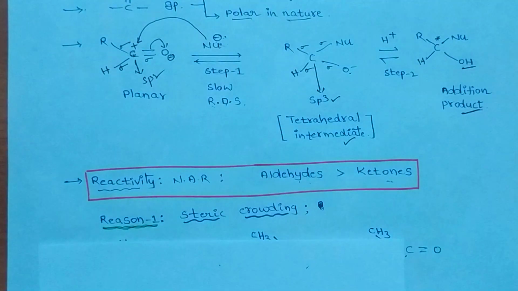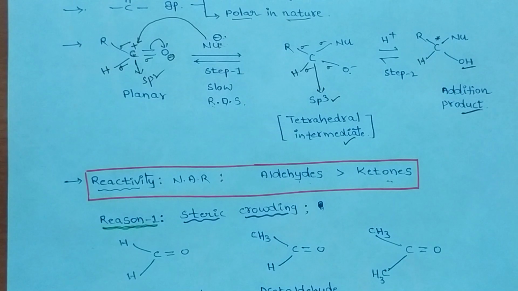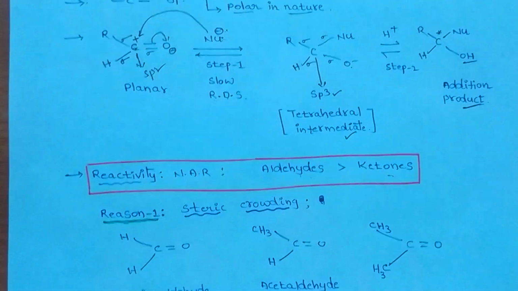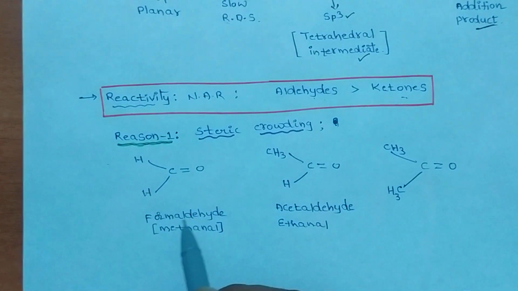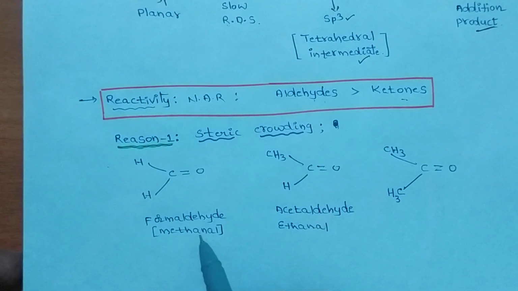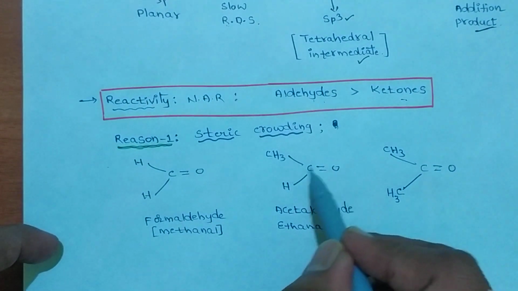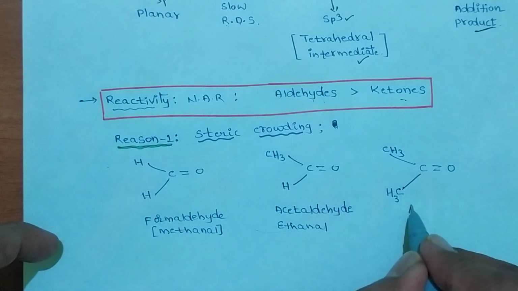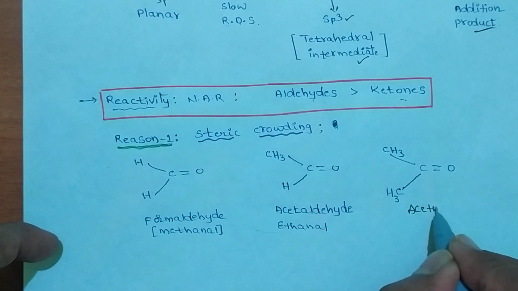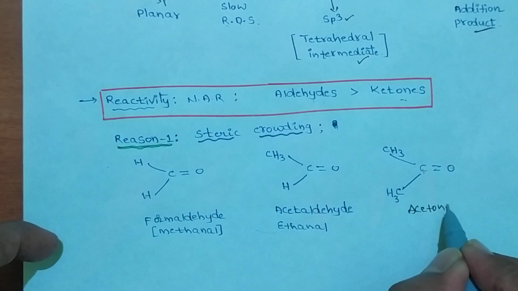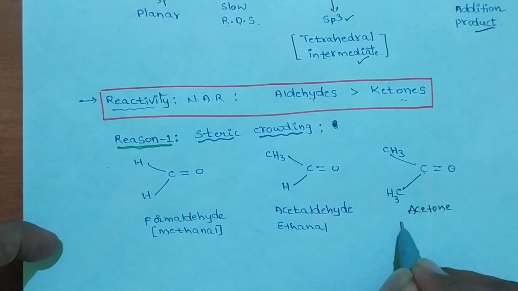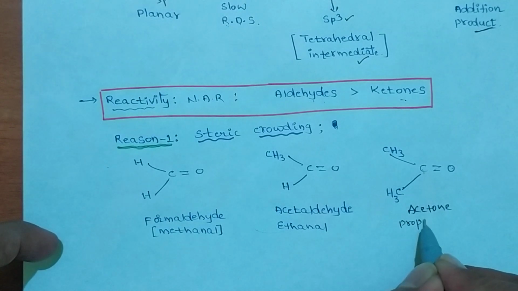Why are aldehydes more reactive than ketones? Because of two reasons. One is steric crowding. See, now here I am taking a compound called formaldehyde, or it is called methanal. Next I am taking acetone. This is a ketone, C double bond O with R groups. It is called acetone, or it is also called propanone.